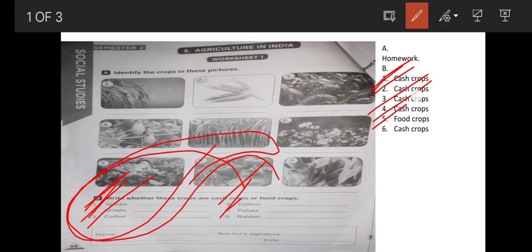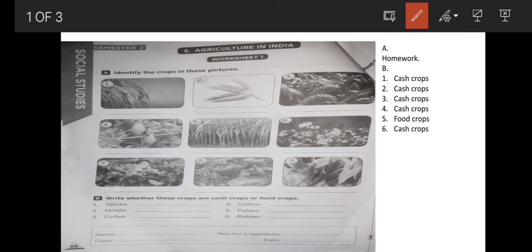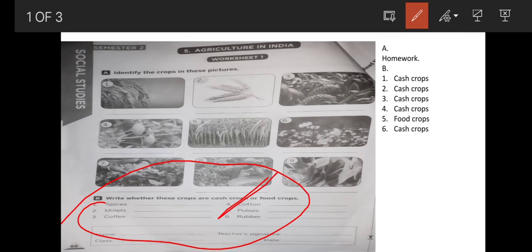5. Pulses. Pulses are food crops. These are grown to feed people for food. 6. Rubber. Rubber is a cash crop. Why? Because rubber is grown as a raw material for the industries, and in industries the rubber is manufactured into finished goods, like for example, tires. So I hope you understood the difference between cash crops and food crops. Among all these 6 crops, only pulses are food crops and all others are cash crops.